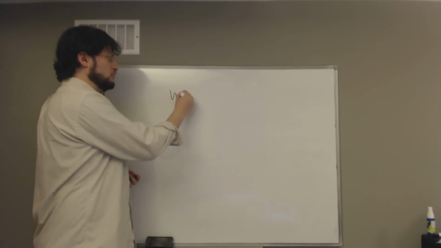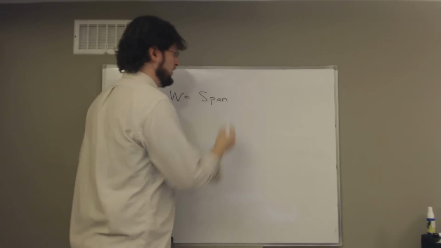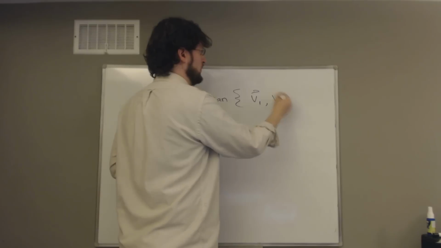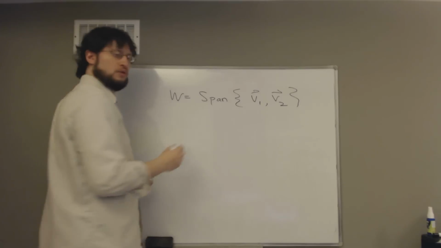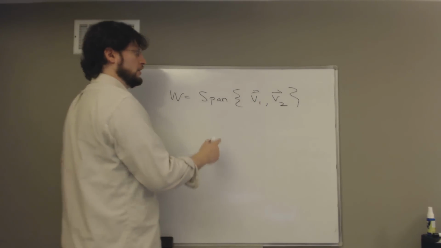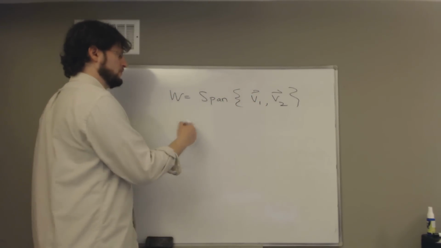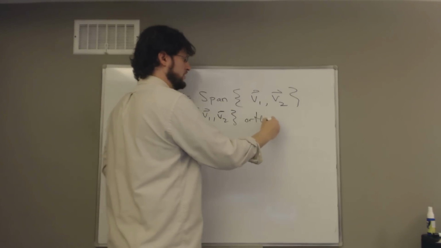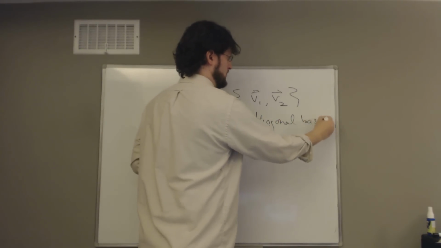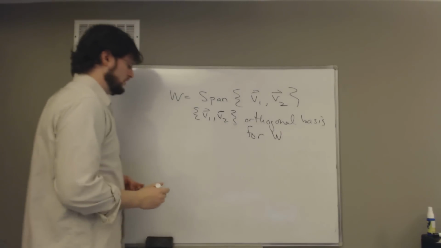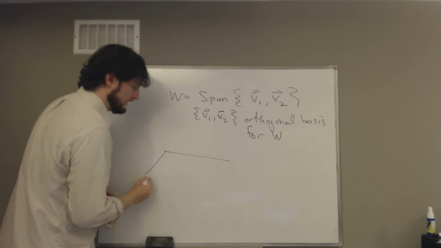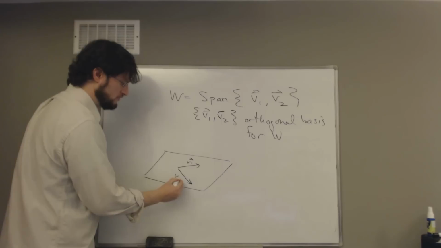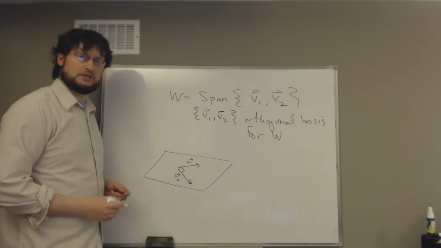Here's our idea now. Suppose that we had w, which is the span of two vectors, let's call them v1 and v2. Let's suppose that these are orthogonal, so v1 and v2 are an orthogonal basis for w. Now we're going to think about w as being a plane spanned by v1 and v2, but these are orthogonal vectors.